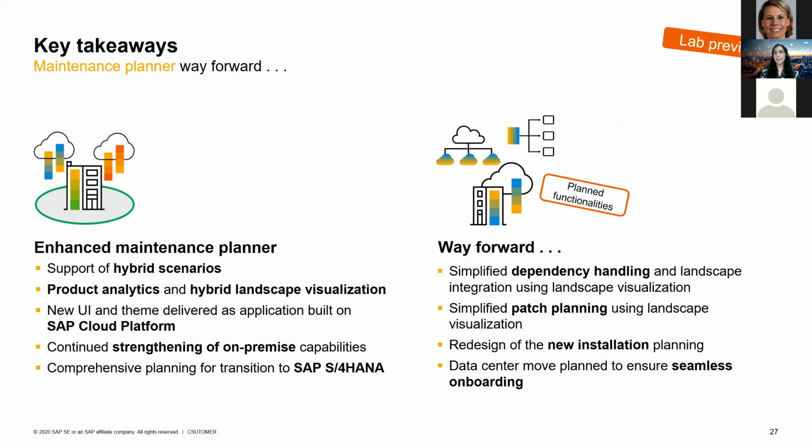So with the enhanced version of Maintenance Planner, we support both on-premise scenarios as well as hybrid use cases. The new UI and the theme is delivered as an SAP Cloud Platform application, as we saw. We saw product analytics, which offers a comprehensive overview of your hybrid landscape. It provides all the information that you need to make the right decisions. There are advanced capabilities to identify proactively and start planning for product versions which are going out of maintenance. With hybrid landscape visualization, as we saw, you can visualize all the connected systems, and we saw a detailed demo of that.